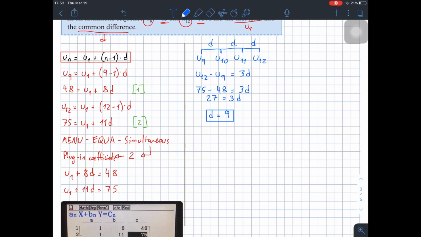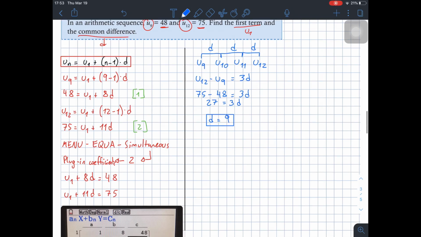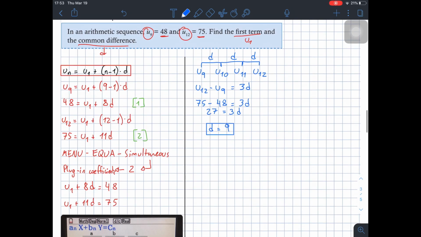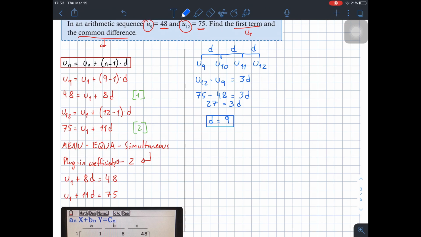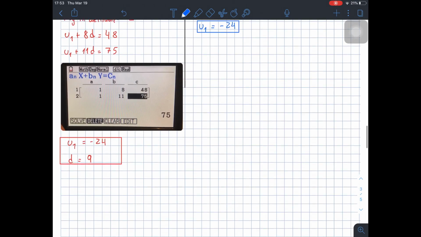That's the common difference. And in order to find u1, we can plug in the difference into any of these equations, either this or this. I always recommend trying to do it with the smallest value, which is the first equation. So this would be 48 equals u1, which we don't know, plus 8 times the common difference, which we already know now is 9, right? So 48 equals u1 plus 72. So u1 equals 48 minus 72, which is negative 24. So there we get the same two results we got here, right?